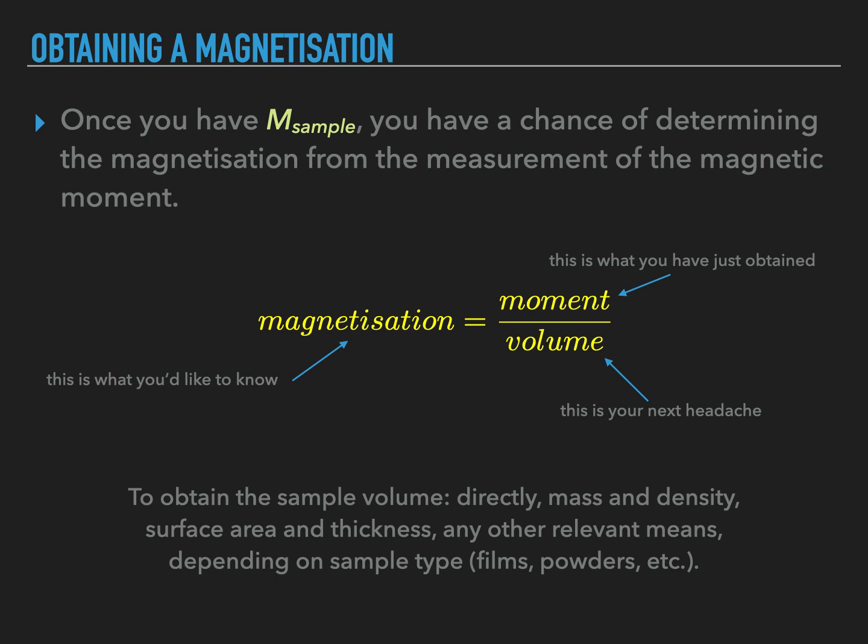Now that we have the magnetic moment of the sample, we can finally try to determine its magnetization. To do that, we need to know the volume of the sample. This operation may not be trivial, and it really depends on the kind of sample that you have. For example, you can try to obtain the sample volume directly, or to measure mass and density, or to measure surface area and thickness, or any other relevant means depending on the sample type.